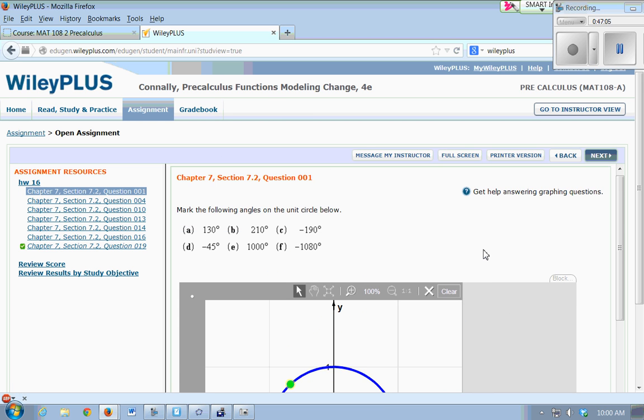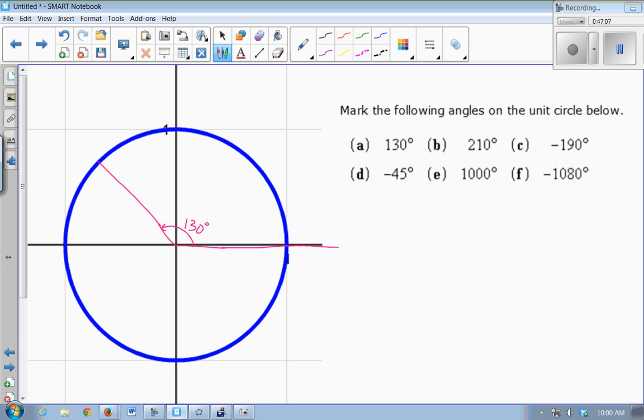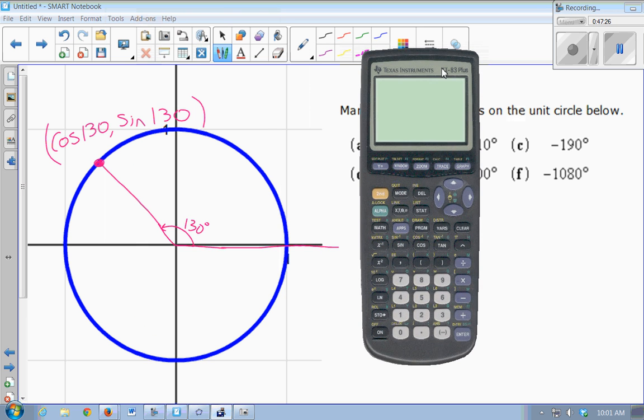Okay, so the coordinates of this point, right, should be cosine of 130 comma sine of 130. And then you would just use a calculator to get those as a decimal. Because that's the definition of the sine and the cosine. In the unit circle, the cosine is the x coordinate where the angle intersects the circle, and the sine of the angle is the y coordinate where the angle intersects the circle. So we just got to make sure you're in degree mode.